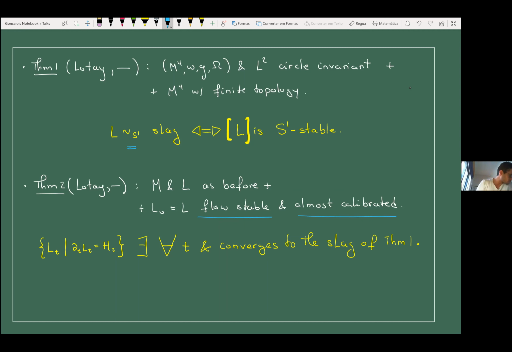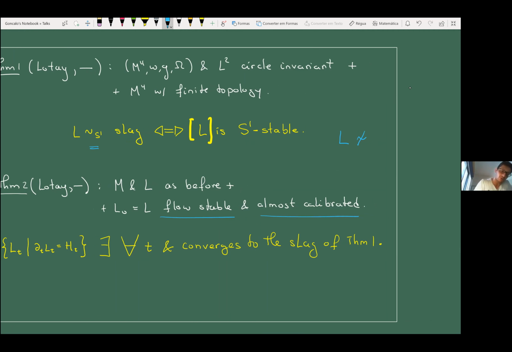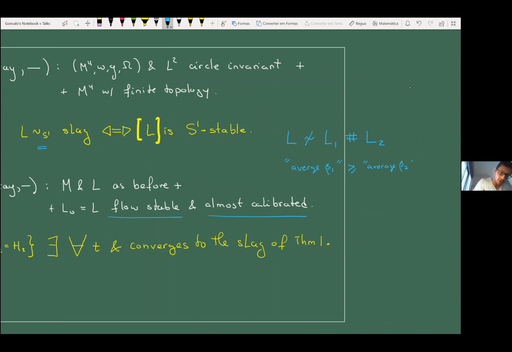And maybe given that I have 20 seconds, I will tell you maybe what stable is very quickly. If you have a Lagrangian, it is stable if you cannot break its Hamiltonian isotopic class, decompose it as a direct sum of two other Lagrangians with the average beta of the first one greater or equal than the average beta of the second. And I put average between these because it's the average of the exponential and then you take the logarithm.